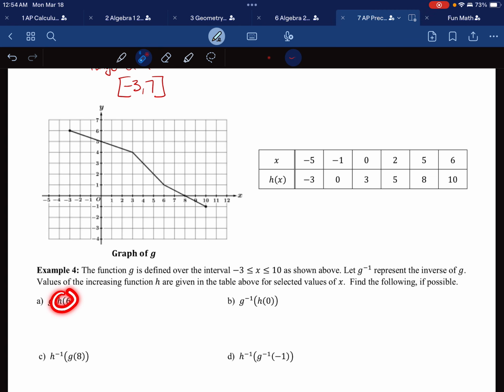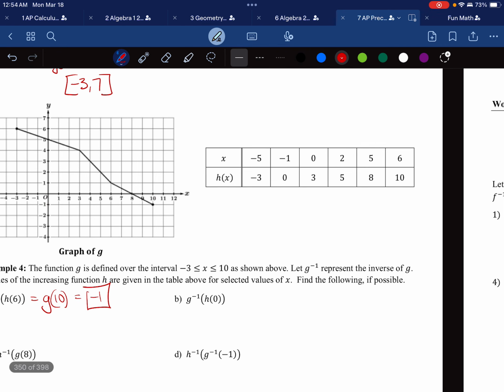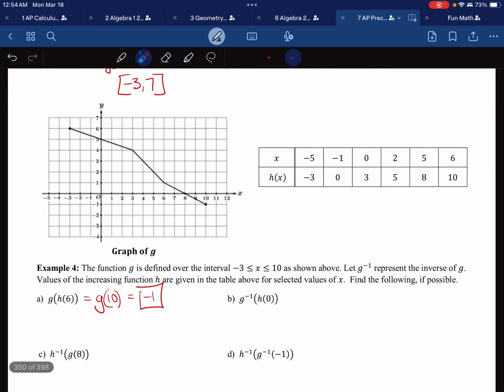So h of 6, there's no inverse. I'm just going forwards. It says the input is 6. What is the output? The output is 10. So this is going to turn into g of 10. And g of 10, again, that's not going backwards. It's just saying the input is 10. What's the height? The input is 10 here. The height is -1. So this one is -1. Boxing my final answer.